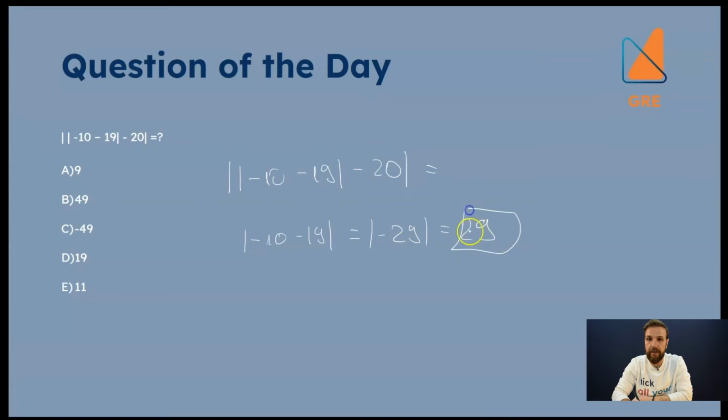It's 29. Now that we have the value of the absolute value within the absolute value, we just substitute it. We have the absolute value of 29 minus 20, and that would be equal to the absolute value of 9, which is equal to 9. So the right answer for this question is A.